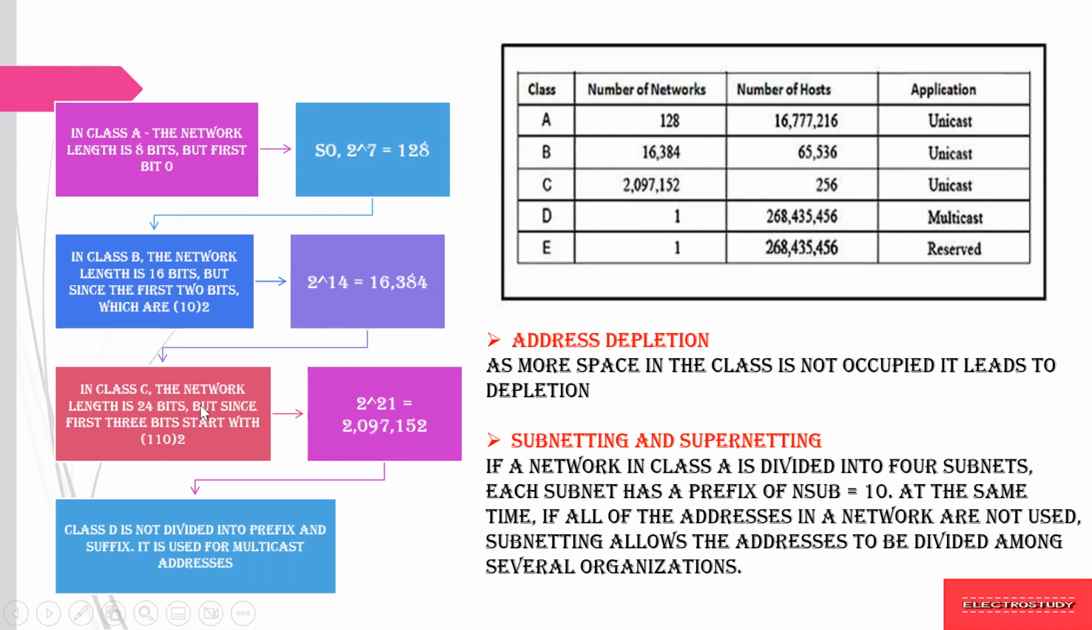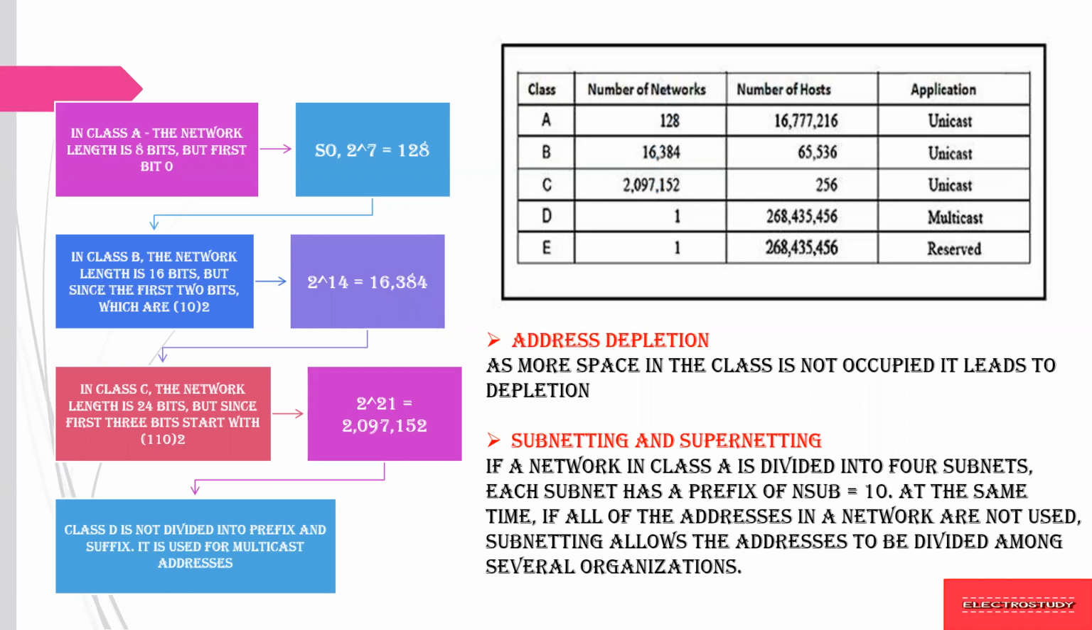Similarly in class C, the network length is 24 bits and the first 3 bits will be 110. Whichever address starts with 110 is under class C, and excluding these first 3 bits, it becomes 21. So 2 to the power of 21 gives a particular number. That many networks can be connected in class C. And class D and class E are not divided into prefix and suffix, so there is no casting of address that takes place.